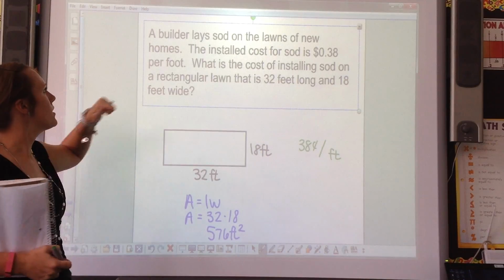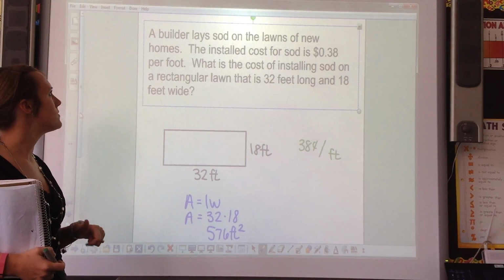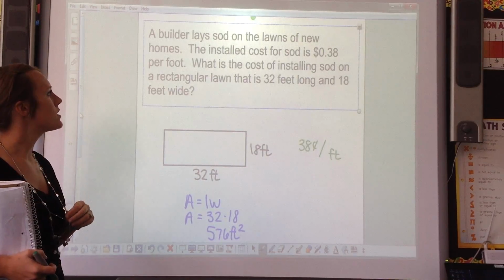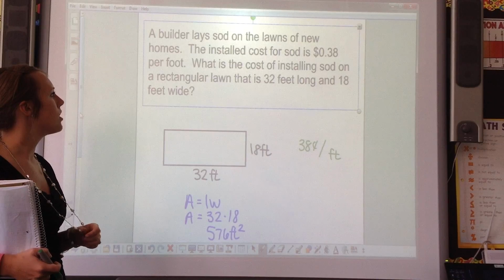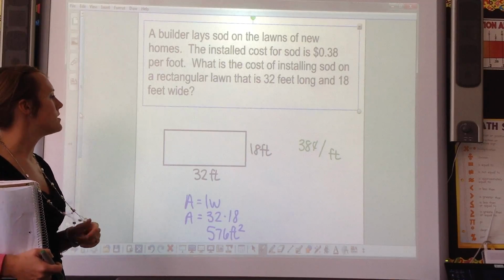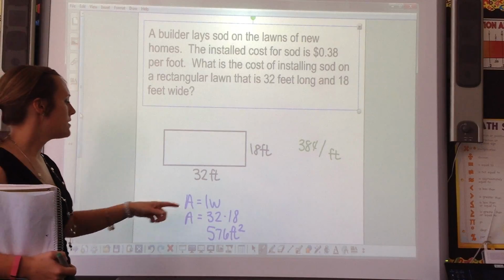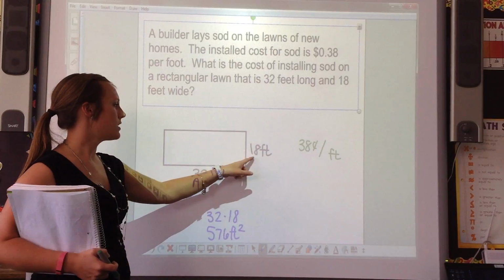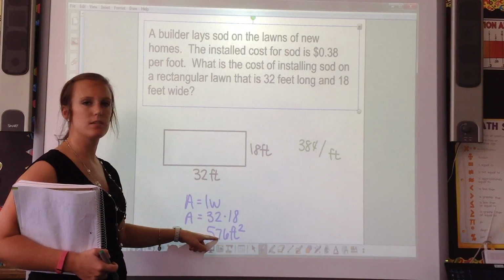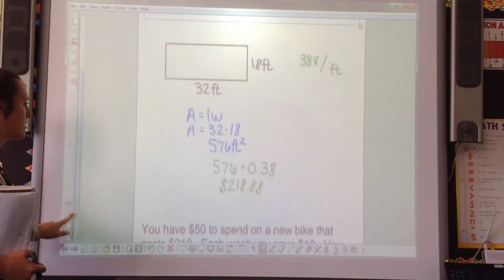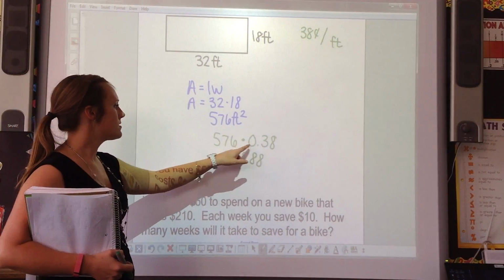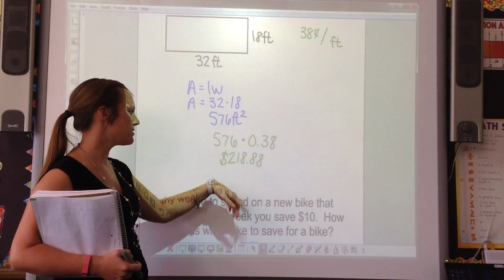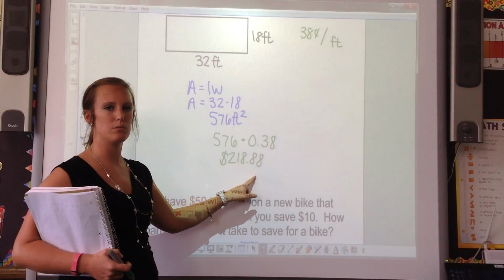Okay, I'm going to check to make sure my answer is reasonable. Go back to the original problem. A builder lays sod on the lawns of new homes. The installed cost for sod is 38 cents per square foot. What is the cost for installing sod on a rectangular lawn that is 32 feet long, 18 feet wide? Okay, I think it's pretty reasonable that 32 times 18 is 576. I know 30 times 18, or 30 times 20, is about 600, so that sounds about right. And then we did 576 times 38. Well, if I did 576 times 1, it'd be 576, and 38 cents is less than a dollar, so I think this is a pretty reasonable cost.